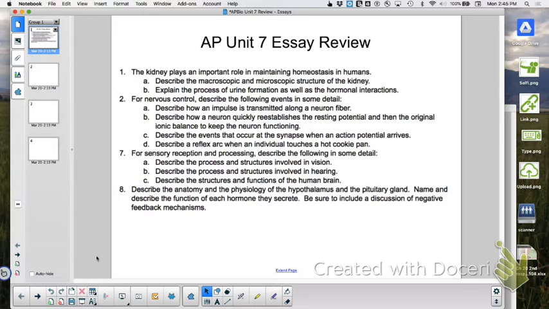And then describe how a neuron is quickly reestablished. What are you going to tell me? Potassium going out. Potassium goes out. And what would be important to mention so that the impulse goes in one direction?